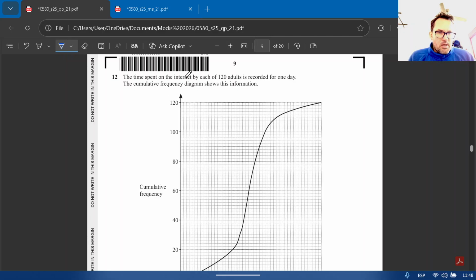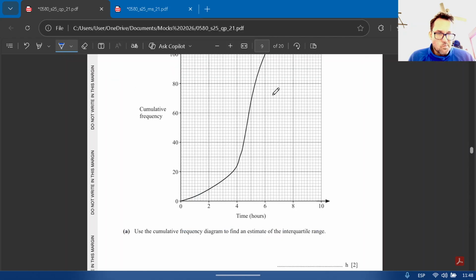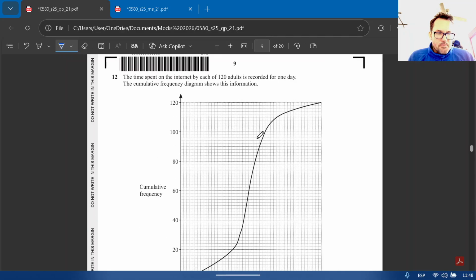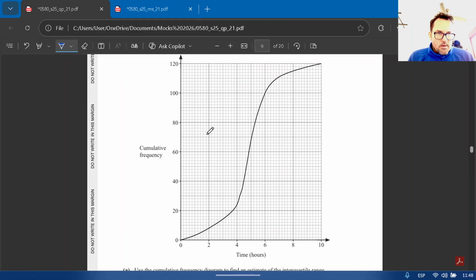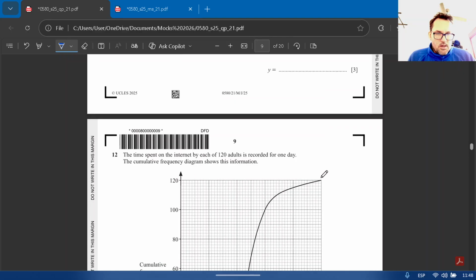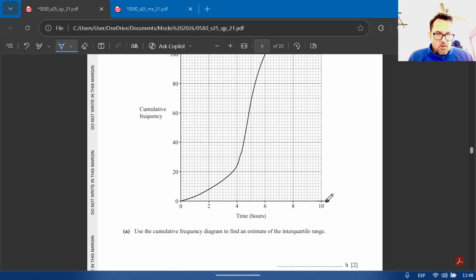120 adults' time spending on the internet is recorded for 1 day. The cumulative frequency shows this information. Remember, this is when all the times are being added up as we go along. So altogether there are 120 adults.